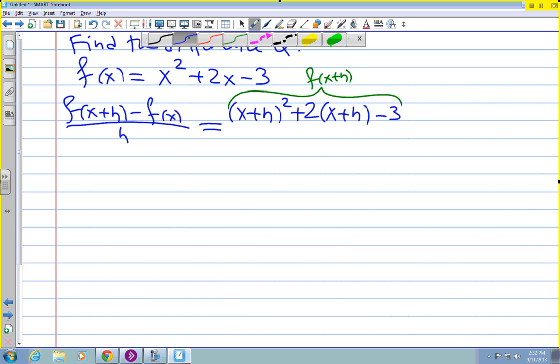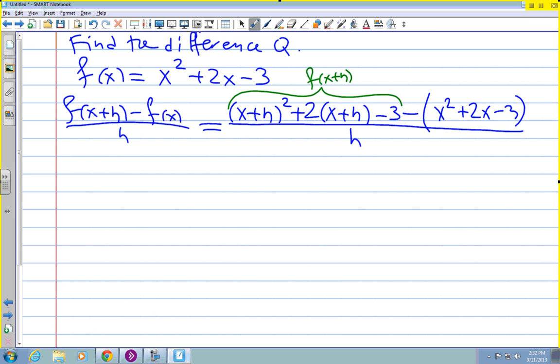Is that okay? Minus the original function. So I'm going to put that one in parentheses. X squared plus 2x minus 3, all over h. So that second part is f of x. And I'm going to simplify until that little h in the denominator cancels. Sometimes there'll be problems where a new h appears in the denominator, and that's going to be all right, as long as the original one goes away.